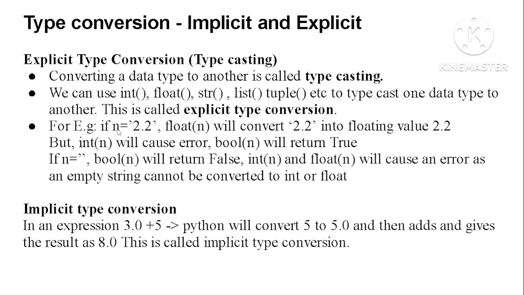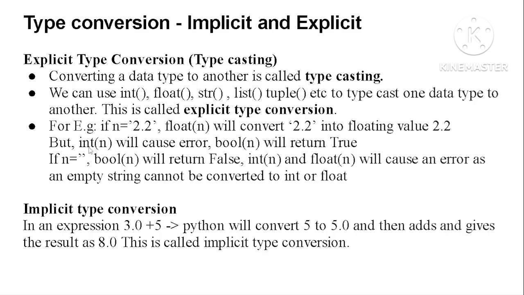For example, if a number n is actually a string 2.2 and you want to convert this into float data type, you have to give float of n. What is n value? String of 2.2. When you convert that to float, the quotes will be removed and this will have a value called 2.2. So this will actually convert the string to float.